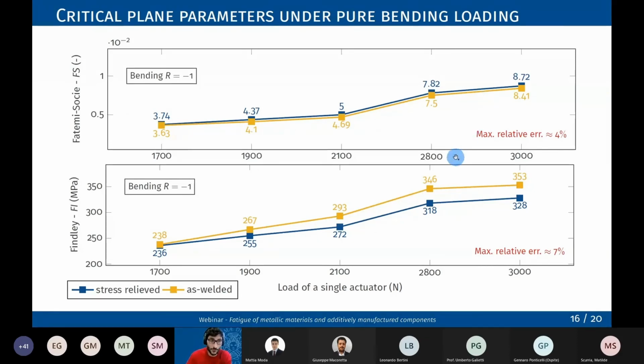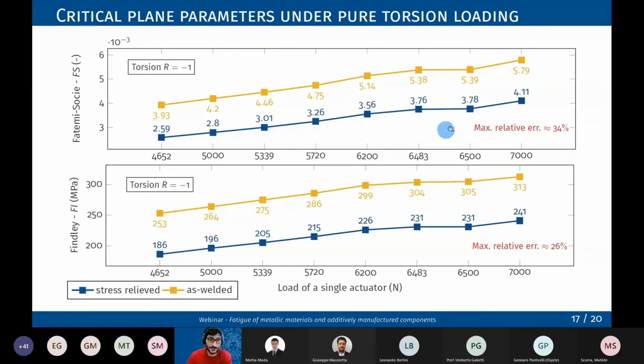While for torsion, this is the result. Here are the same results, but instead of pure bending, this is pure torsion. We can see that the maximum relative error in this case is higher, increasing by an order of magnitude. We are around 26%, where the as-welded condition is always more damaging than the stress relieved one.